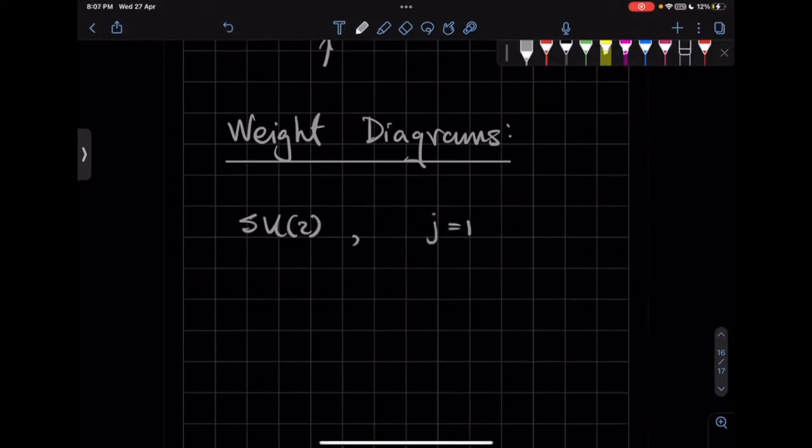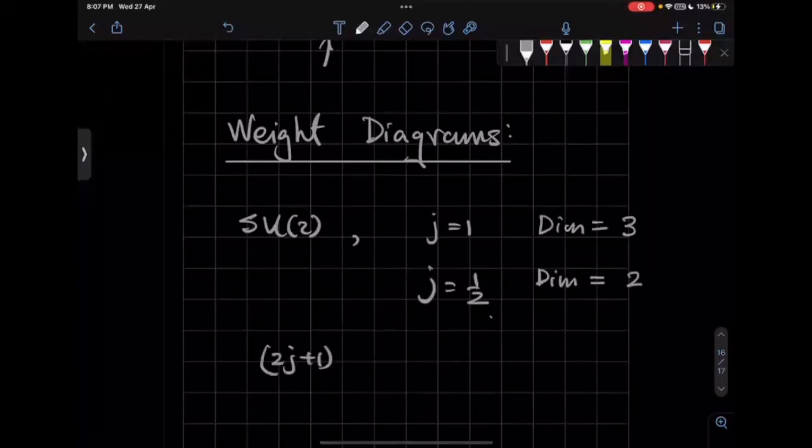Does anyone remember how many states this irreducible representation should have? What about if I had J equals half? What would be the dimension of J equals half? Think of the electron. It would be plus minus half, right? So the same formula should give you this. How do you get this from this? 2 times this plus 1, right? So here you'll get 2 times J plus 1, 3. So we have 2J plus 1 as the dimension of the irreps of SU(2).